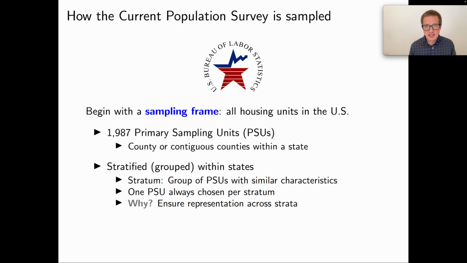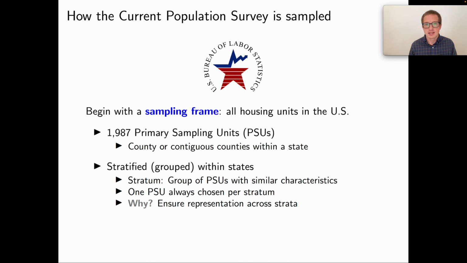To stratify a sample means to split it up into subgroups so that we guarantee that no matter how we randomly draw our sample, we're going to have some representation from all of those subgroups. In this case, we might look within a state and find several counties that have similar socioeconomic characteristics. And we might say we want to make sure we get at least one of those counties in the sample. And so the census does this.